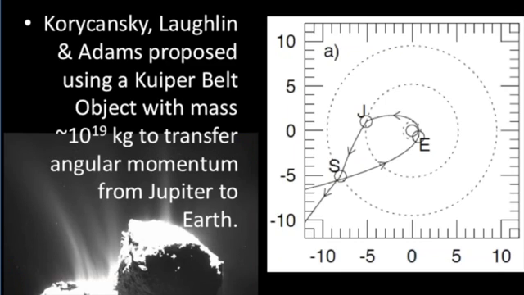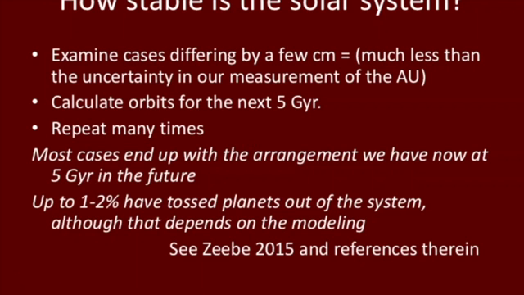Korycansky, Laughlin, and Adams proposed using a Kuiper Belt object to do this. They got the same mass estimate we did of 10 to the 19th kilograms. Jupiter would have to move inward by about 0.03 AU, which doesn't sound like much until you start looking at the question of the stability of the solar system. If you even just move Earth by a little bit, you encounter a chance of destabilizing the inner solar system, never mind Jupiter, which dominates the whole picture. So moving Jupiter may not be so good, but maybe we could move Mercury and Venus.